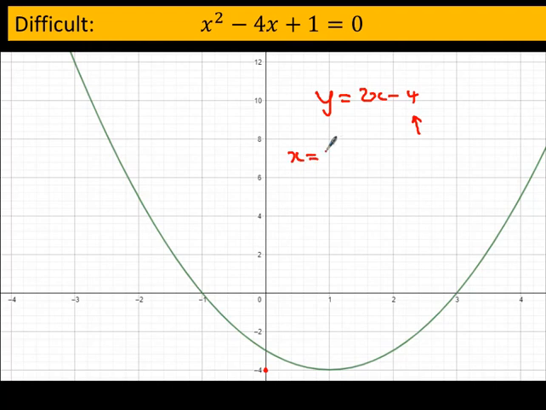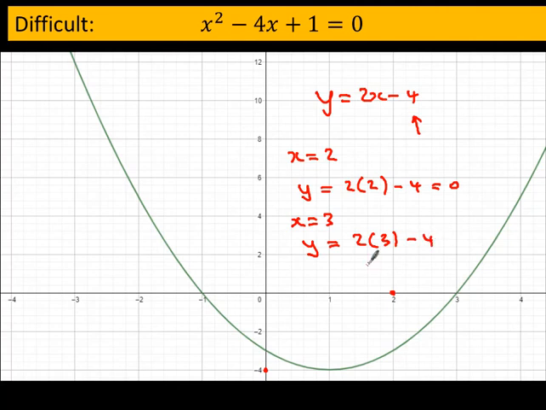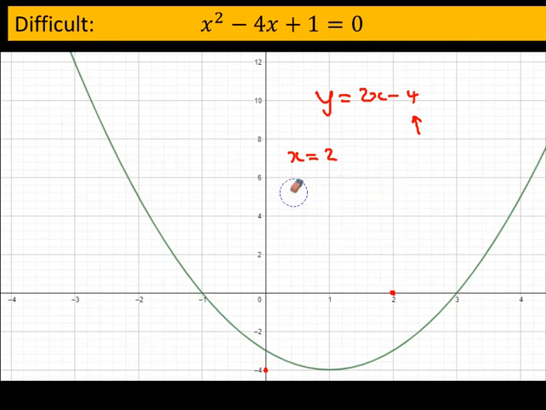Let's sub in x equals 2. So x equals 2 means y equals 2 times 2 minus 4, that equals 0, so it goes through there. Let's sub in one more, x equals 3. So y equals 2 times 3, take away 4, that's 6, take away 4, that's 2. I'm going to delete some of this working out. So that was x equals 3, y equals 2, which is roughly here.